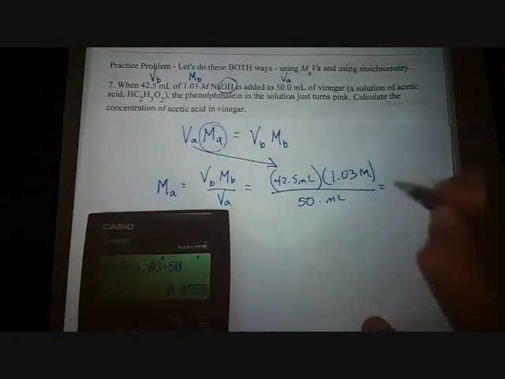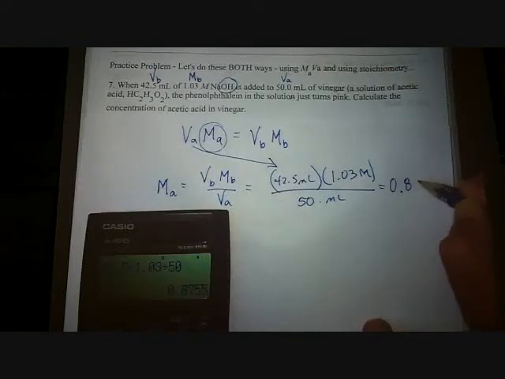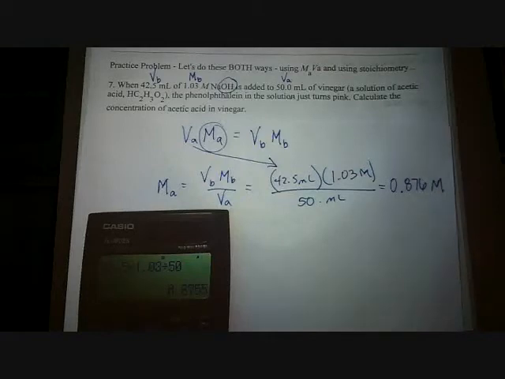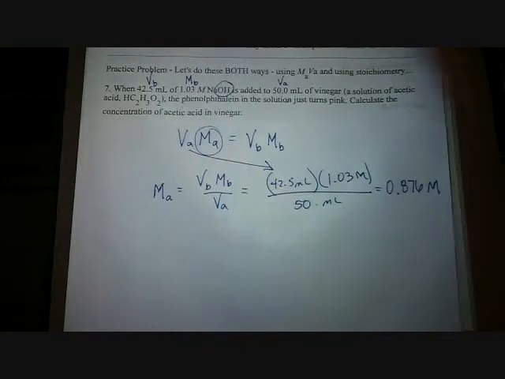So around 0.876, how's that? Okay, and that's molarity, so the concentration. Try that next one on your own. Don't peek up here. Man, I gave you a lot of room to do that one.